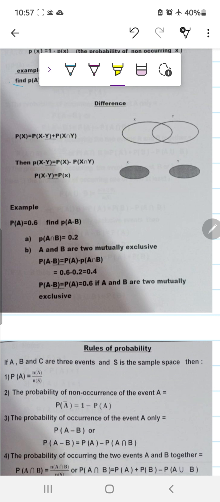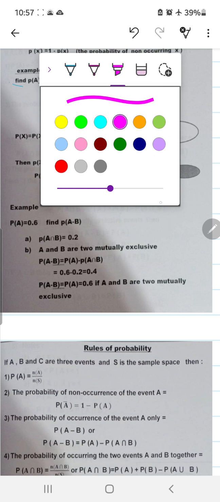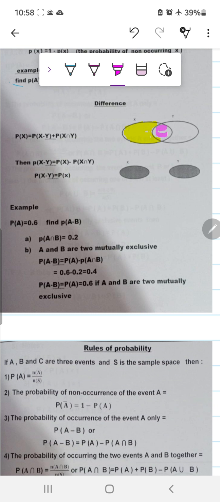And the difference: here the probability of X equals the probability of X minus Y, which is this region, plus the probability of the intersection, which is this region. So X has two parts: probability of X minus Y plus probability of the intersection. So we move the intersection to the other side, and we have probability of X minus Y equals probability of X minus probability of the intersection.